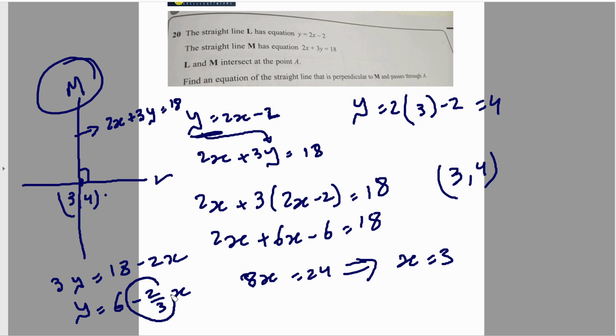So this is the gradient. The perpendicular gradient is the negative reciprocal, which makes it 3 over 2. So that's the gradient of this line. If I already have the gradient and the point, I can find the equation of the line.